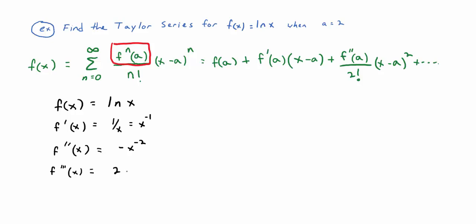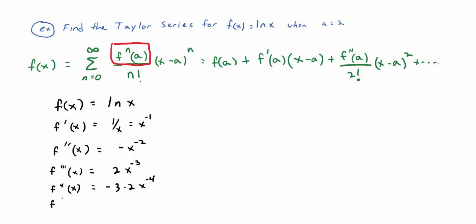f triple prime will be positive 2x to the negative 3. The fourth derivative, okay, let's not do that. Let's look for a pattern. So let's not actually do the multiplication. Let's write the multiplication down. Negative 3 times 2 times x to the negative 4.